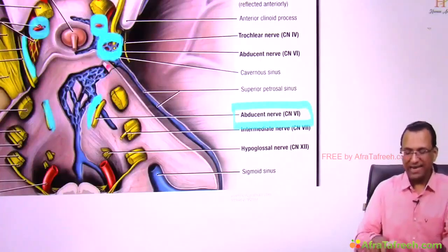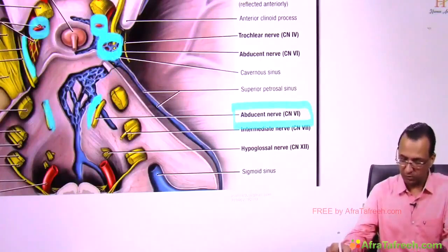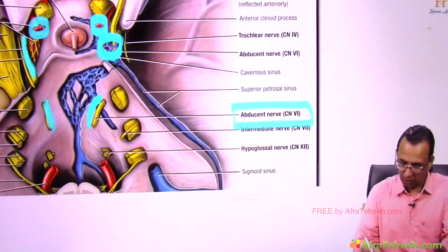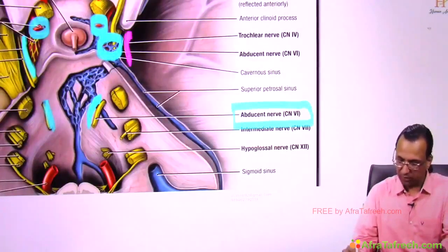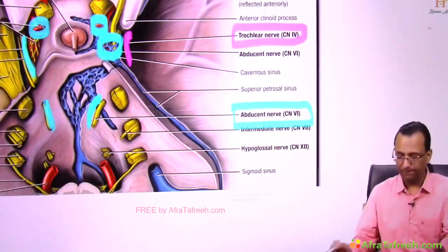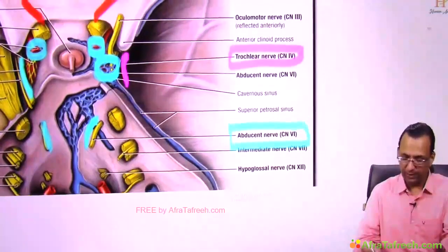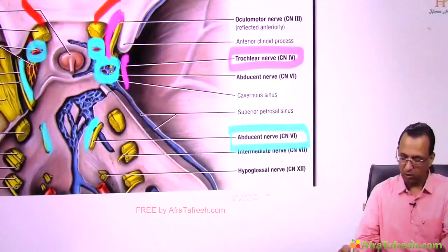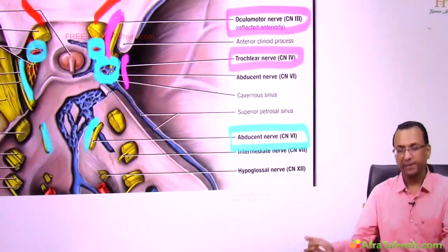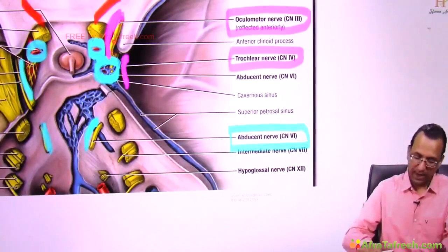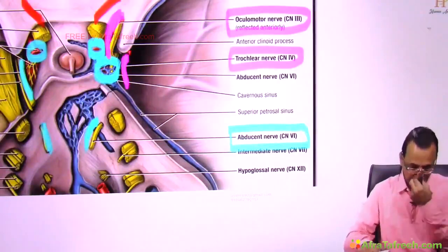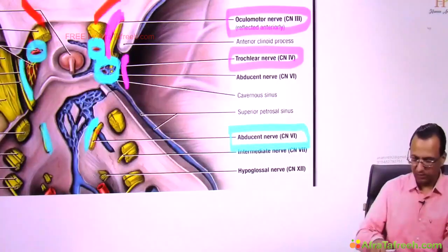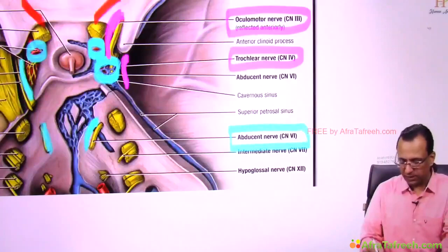Which is the lateral most? I told you, trochlear is lateral most. If trochlear is lateral most, which is the most medial? I told you, most medial is the oculomotor. So oculomotor is most medial and trochlear is most lateral. And then the abducent is somewhere in the middle. Yes. Who is this nerve here?